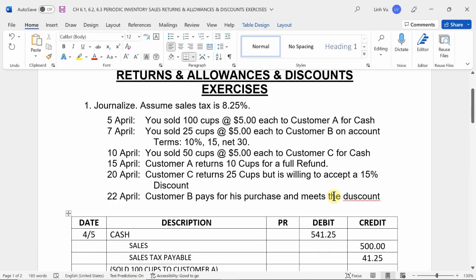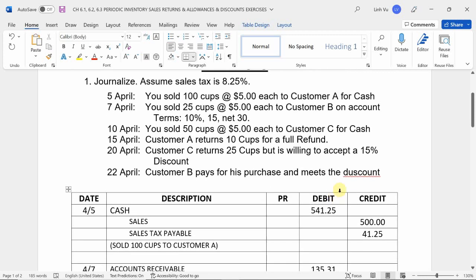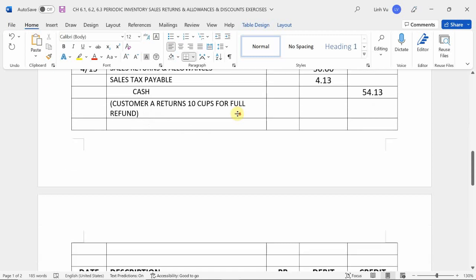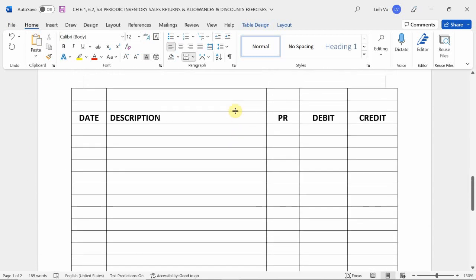So then on April 20th, customer C decides to return 25 cups but is willing to accept a 15% discount. Okay, so in this case, maybe they missed the return policy date and they're willing to take and accept a 15% discount. So how do we issue an allowance?